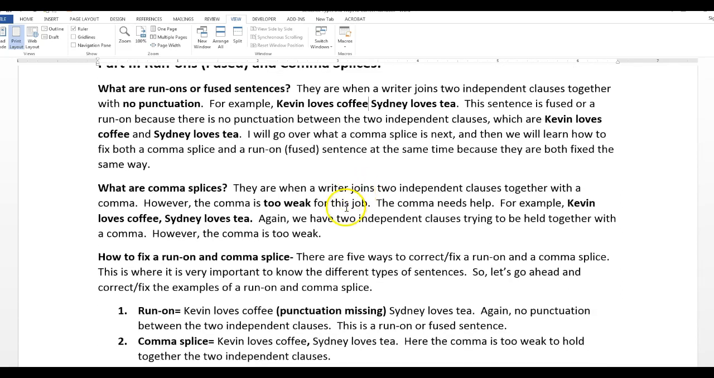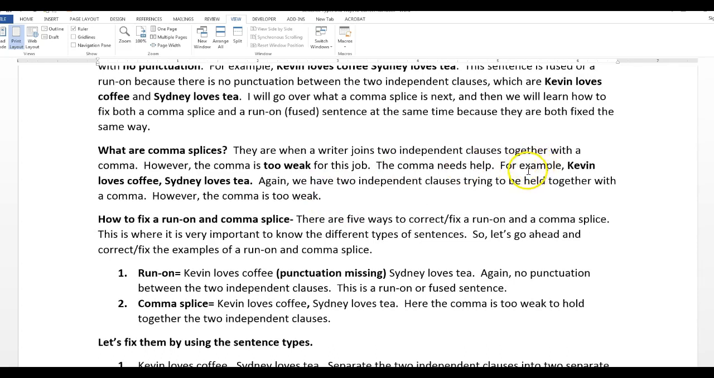Next, let's go to a comma splice. Here, we're going to use the same example. Kevin loves coffee, comma, Sydney loves tea. Here we have Kevin loves coffee, independent clause, Sydney loves tea, independent clause. The writer here is trying to use a comma to hold together these two independent clauses. However, the comma is too weak. It cannot do this job alone. It needs help. So the next thing I'm going to show you are the ways to correct both run-ons and comma splices because you fix them the same way.